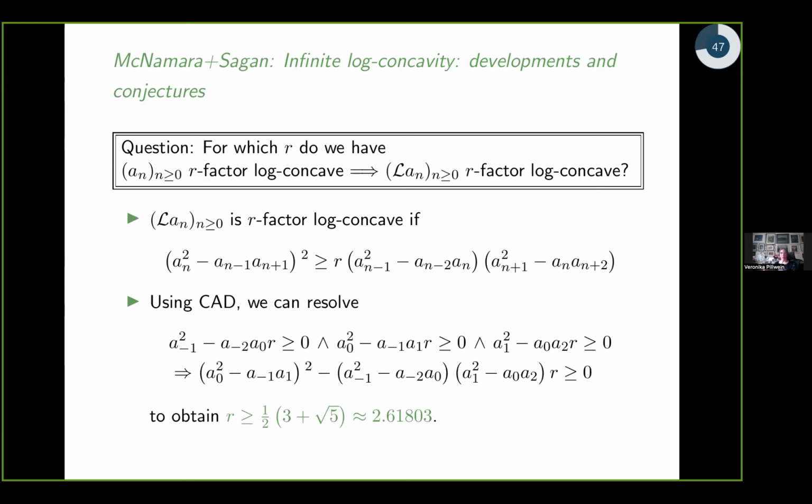They have a paper where they computed this R by hand, but of course, since we have CAD, we can also use CAD to find the optimal R that preserves this R factor log concavity. So R has to be at least 2.61. And by the way, this is the same R that they had in the paper. So they were not worse than what CAD says.